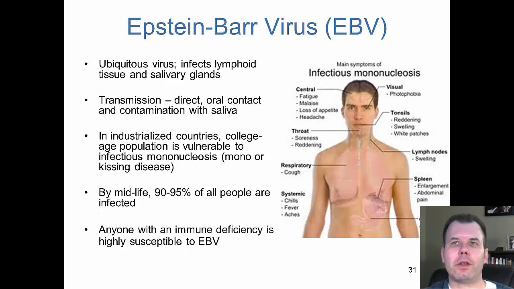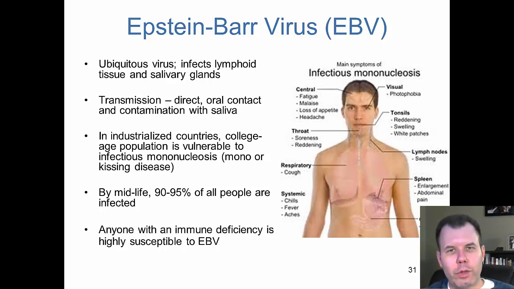In industrialized countries, the college-age population is the most infectious. This is mononucleosis, or the kissing disease. And they say by midlife, most of us, 90 to 95%, have been infected with this virus. And so some of us have had mono, and you know what that is like, where you have the long-term chronic tiredness, aching, pains, feel like you've just been sick for a long period of time. And really the biggest thing is just the tiredness that is associated with mono. Mono is one of those that can really knock you down for a long period of time.